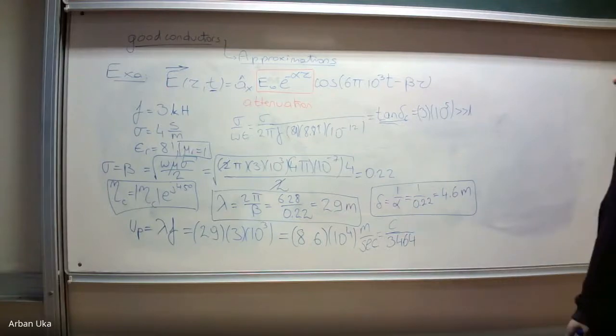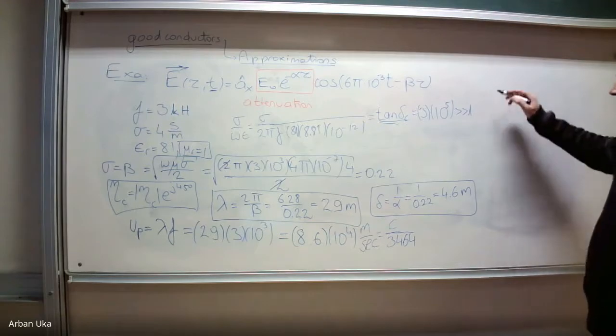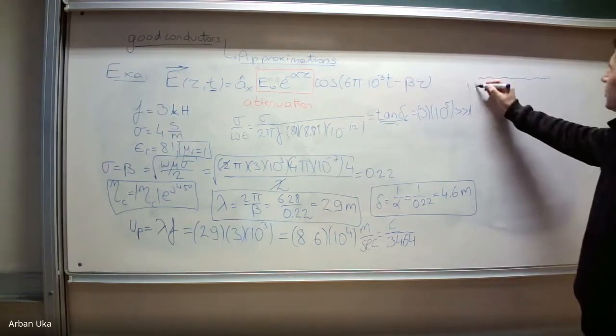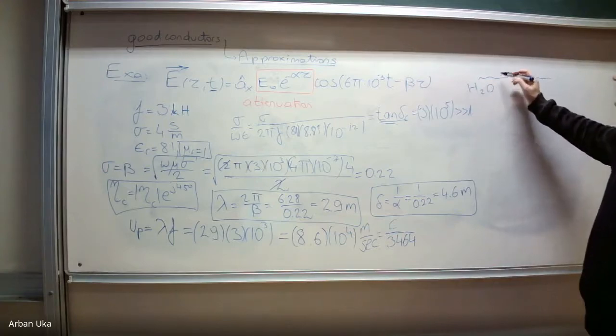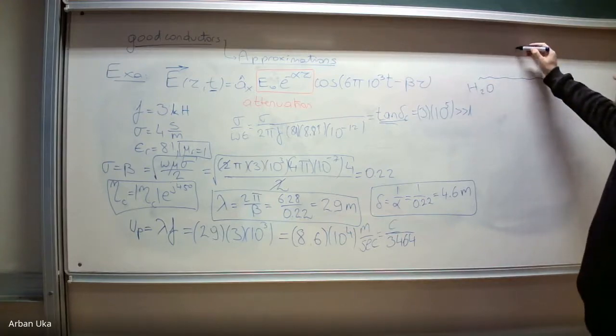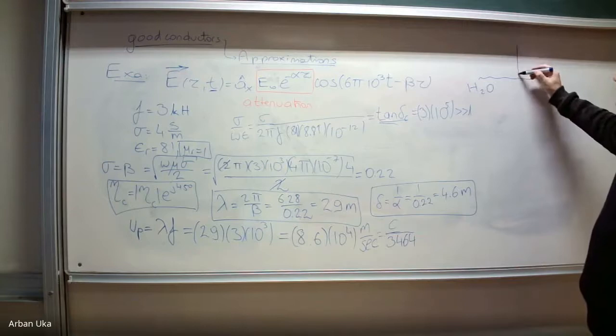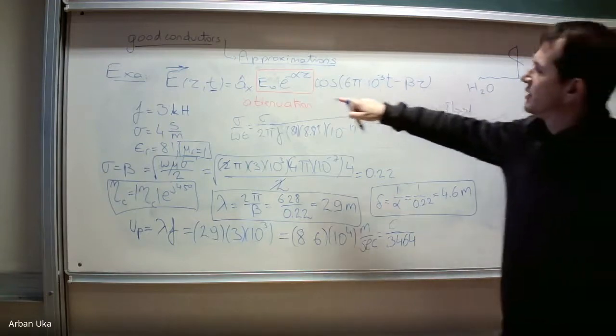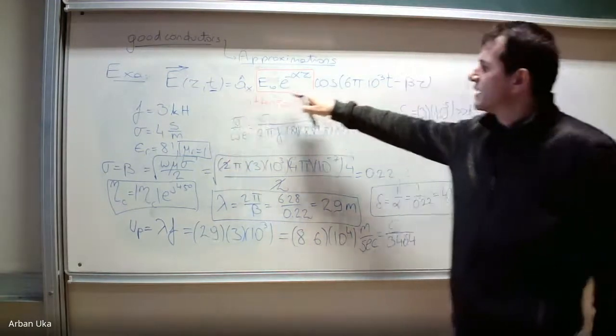So if this is 4.6 meters, what was the wavelength? The wavelength was 29 meters. Okay. So if we try to visualize this, let's assume that this is water or ocean water, and the wave is coming downwards like this, and this is the time harmonic oscillatory feature of this electric field.